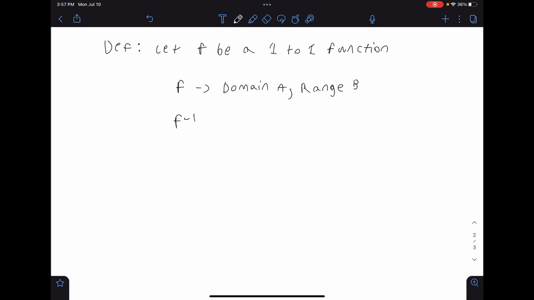And let me just get this straight right now. f inverse does not mean 1 over f of x, right? I'm going to write this in red. This is no. I'm just going to put a big X here. No. f inverse does not equal 1 over f of x. This is not what that means.